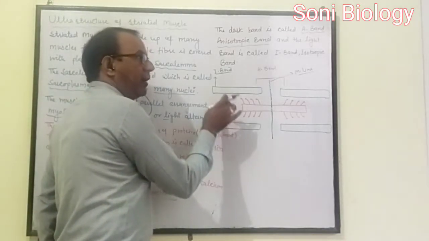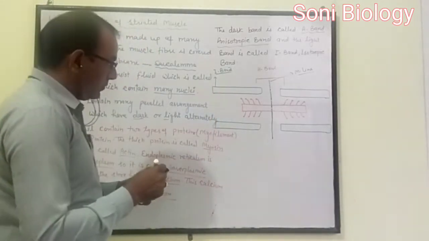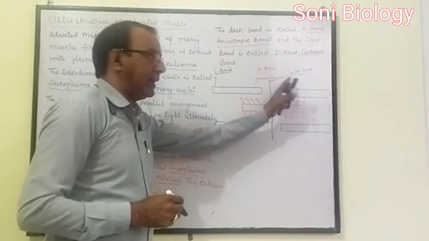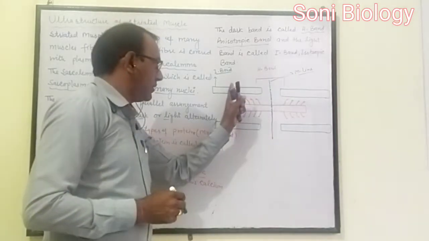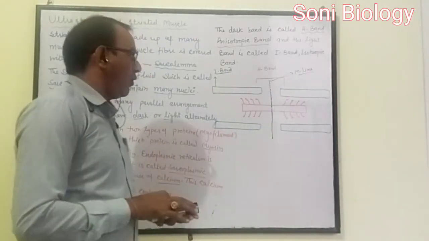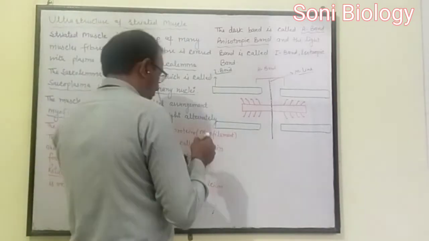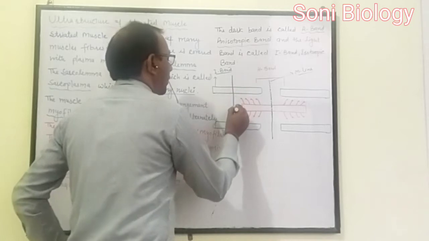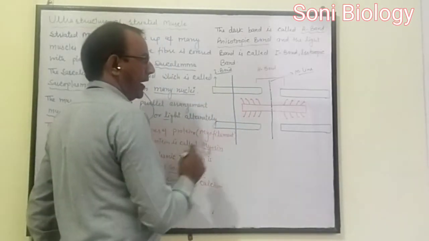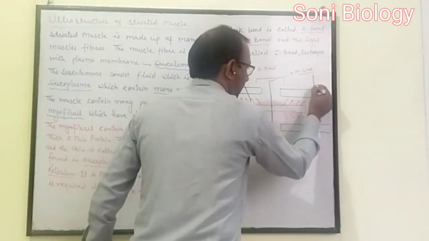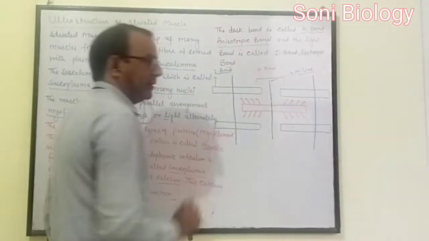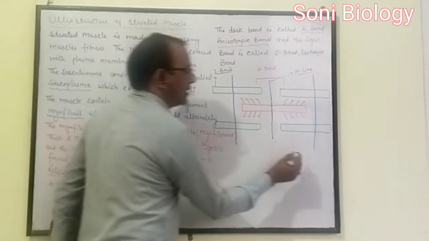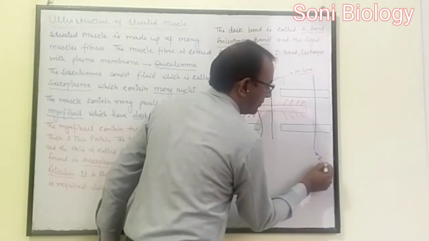This band is made up of actin protein. From the center of H band, the central line is known as M line. Similarly, a dark line passes through the center of the I band. This dark line which passes through the I band centrally is known as Z line.